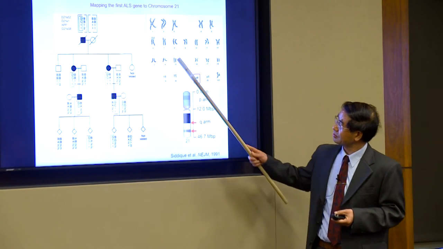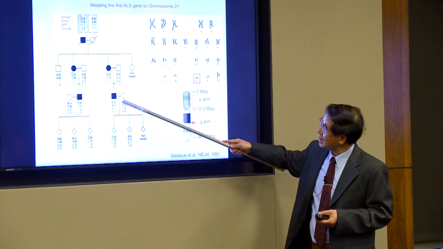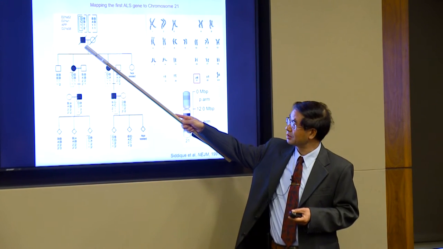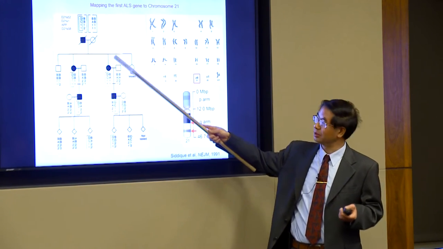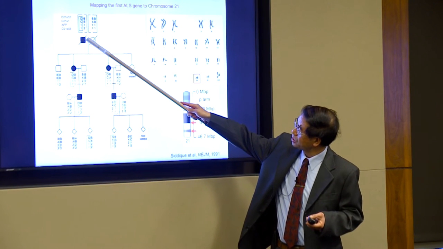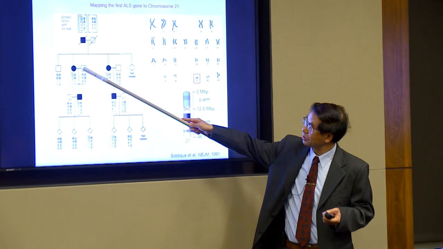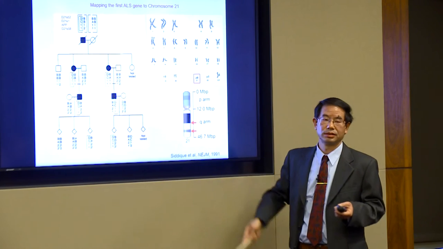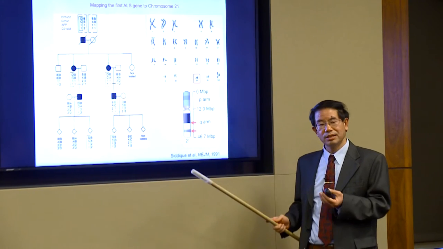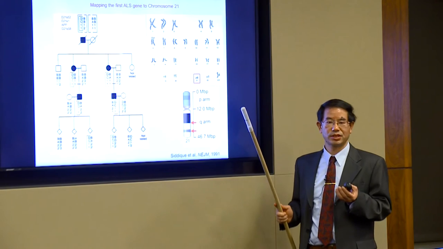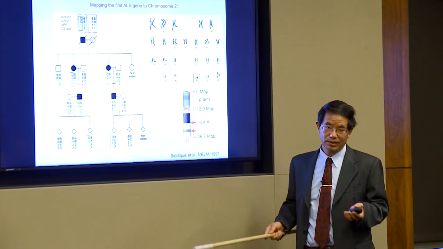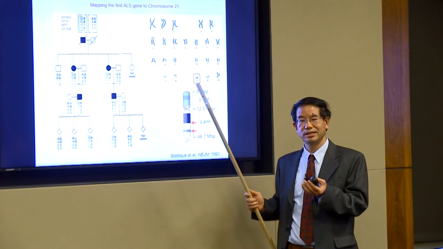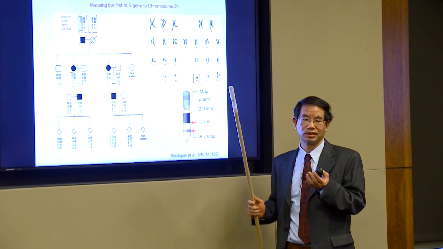For example, in this family, we have five ALS patients. That's the black dots. The male is a square, the female is a circle. This father passed the disease to two of his daughters, and these two daughters passed the disease to two sons. So from a genetic point of view, they must share something. But actually, they share too many, so we have to do a linkage analysis to see which chromosome the disease gene is on.